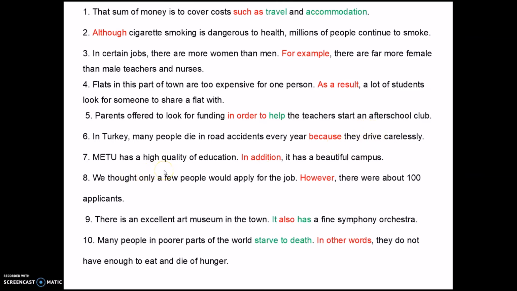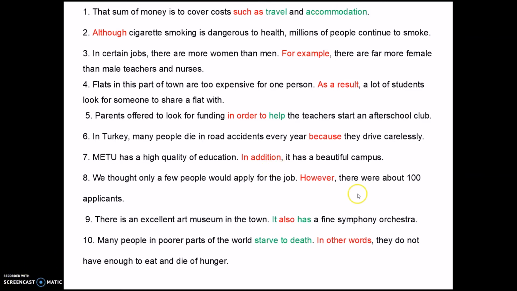In number 7, we have two pieces of information about Matthew. The first one is high quality of education, and in the second part, it says it has a beautiful campus. So we add or give some extra information about Matthew. So we will use in addition.